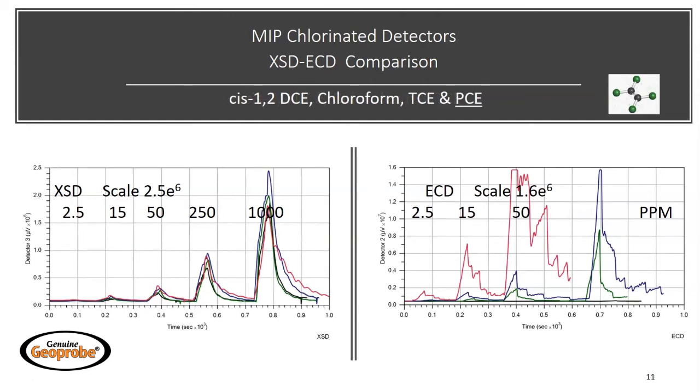The last compound we're going to compare is perchloroethylene, or PCE, which is a 4-chlorine molecule on a carbon double bond. The XSD displays very similar responses to PCE at the same concentrations as the other compounds. The ECD, however, displays a drastically higher response, saturating at 50 ppm with extensive carryover.